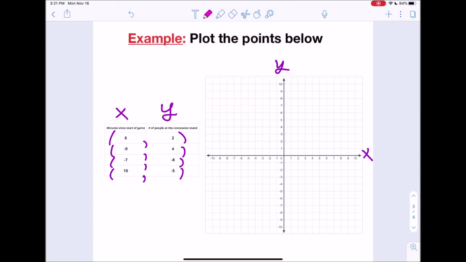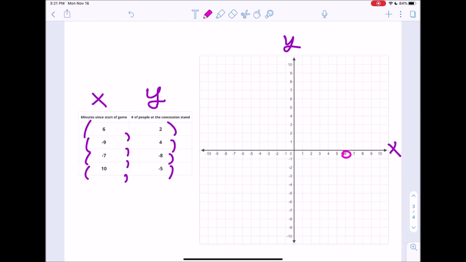Let me go ahead and change colors. My first number is +6. My Y is +2, and I follow the points and they meet right here. Okay, I like to put one finger on the X, one finger on the Y, and run my fingers until they meet. Just follow the lines above the 6 and next to the 2 until they meet, and then just write my dot in there. Okay, so this is going to be 6 and 2.